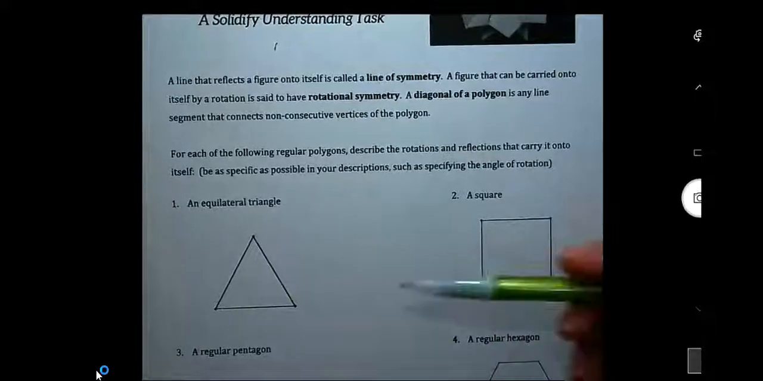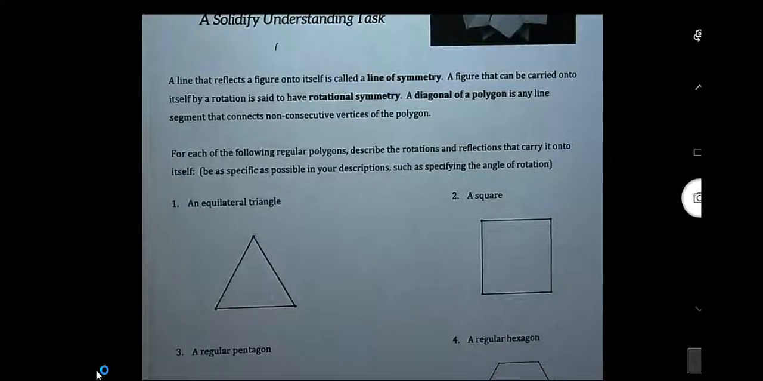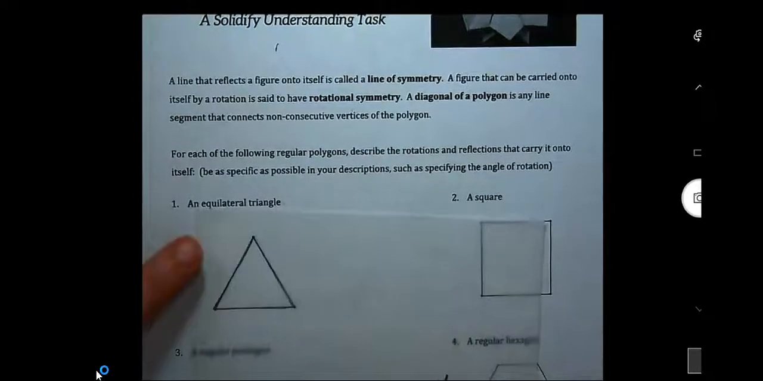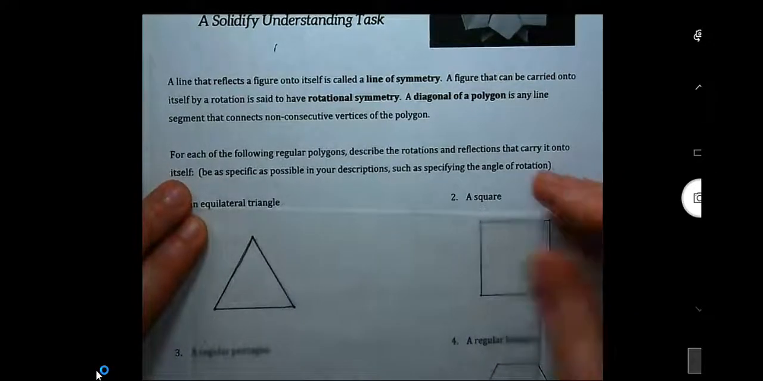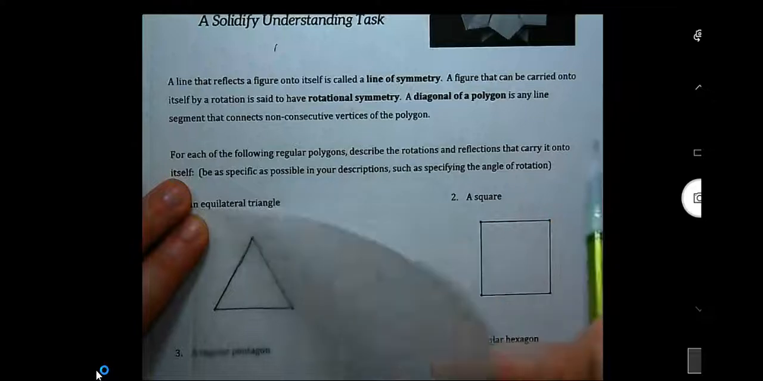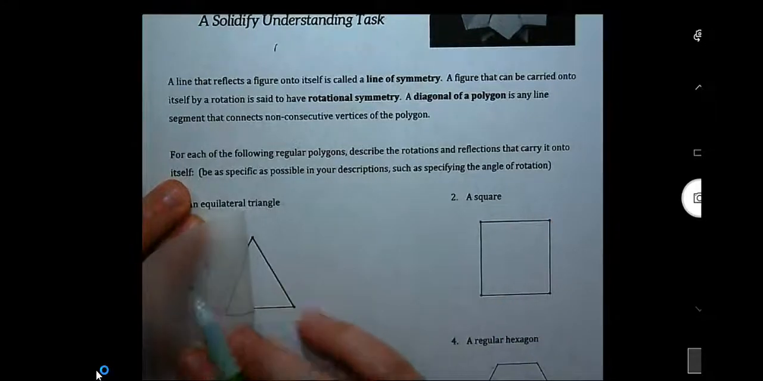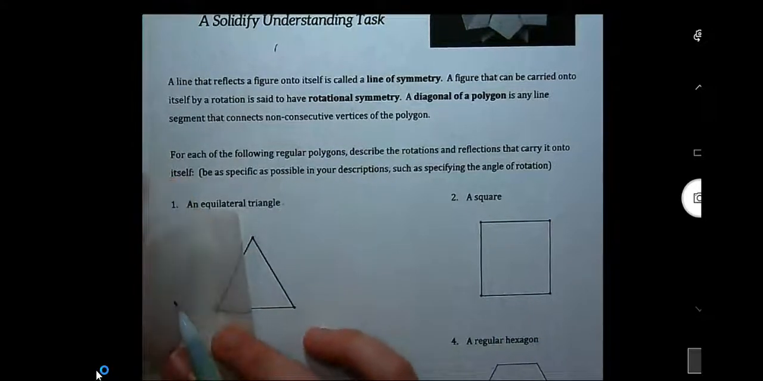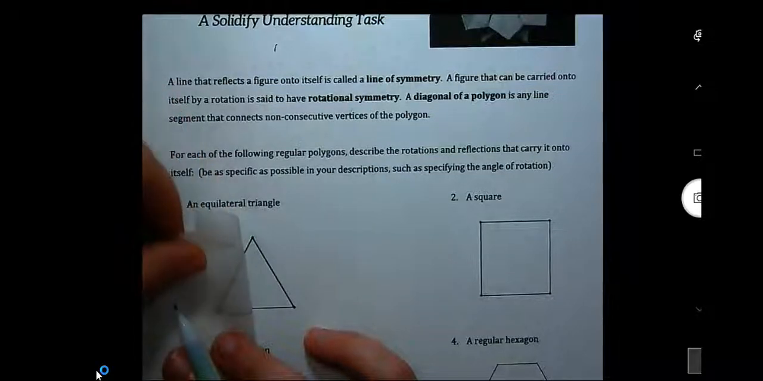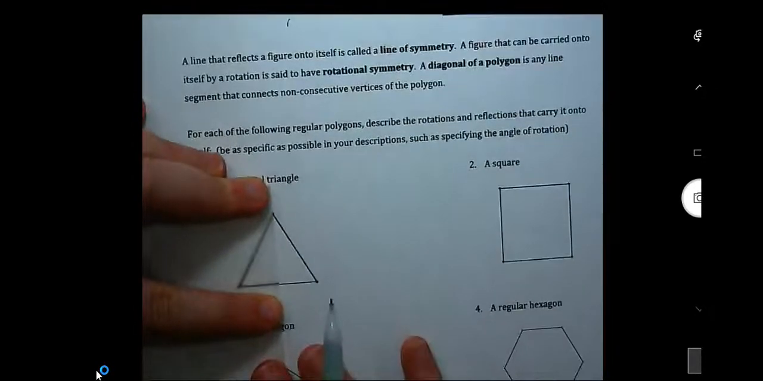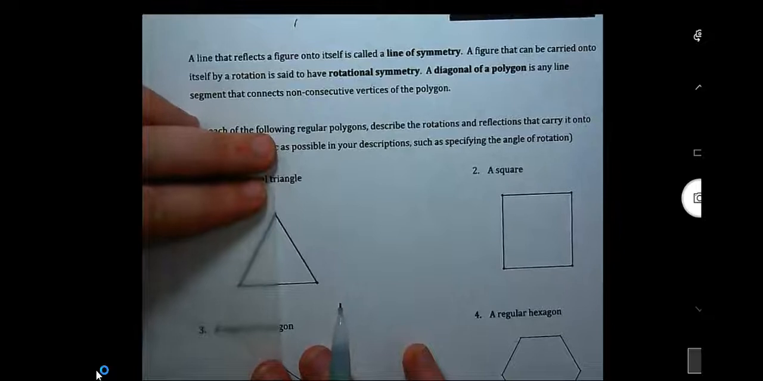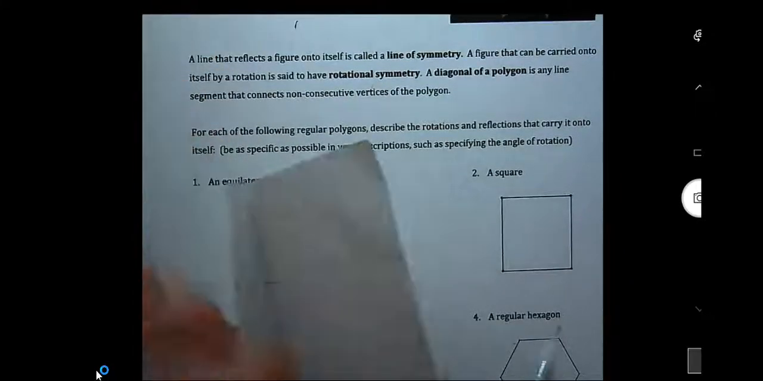Let's start by looking at the equilateral triangle, and we'll look for reflections that carry the figure onto itself. I'm going to use patty paper, this transparent paper, so that I can fold it. If I want the triangle to line up with itself, I start by trying to just fold it in half. So I can fold this triangle in half and it lands on itself.